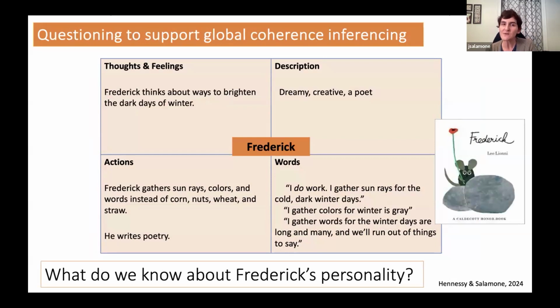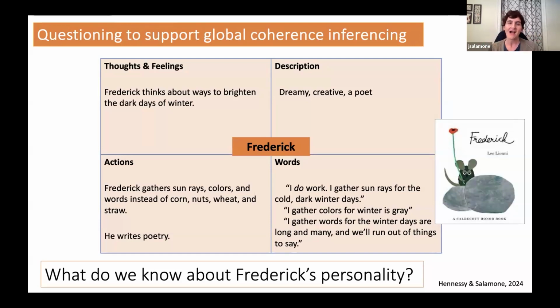But again, we can use questioning with our younger learners to really begin to help them infer and draw out things about character, right? We know kids can get there. Our younger learners can get there. So this is, I think, an activity that taps into that. After reading Frederick, we think about the things that he thinks, he does, the words he says, his description. Through his thoughts and his feelings, we know he's always thinking about ways to brighten the dark days of winter. He's part of this little colony of mice, and they know winter's coming, and he's got that in his head.